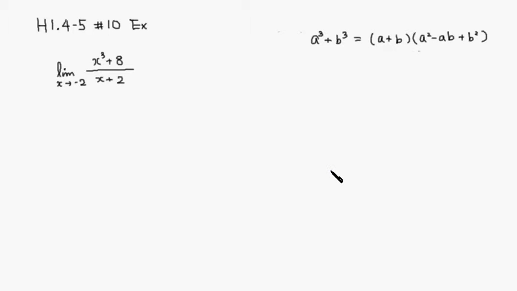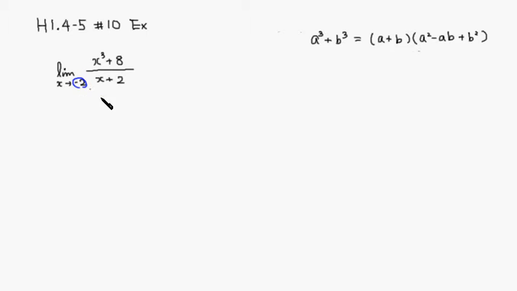Okay, let's look at the homework 1.4, 1.5, number 10 example. So it's a similar problem. Whenever you want to evaluate a limit, the first thing you do is plug in the number. So x is approaching -2, right?